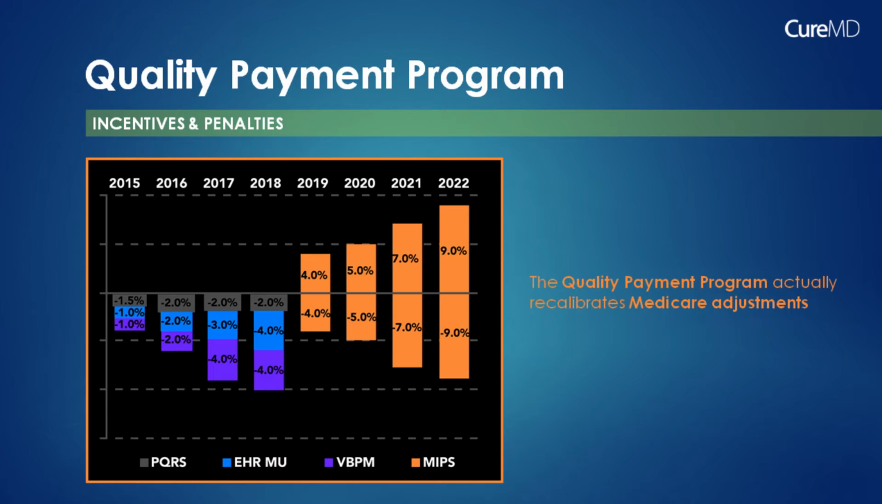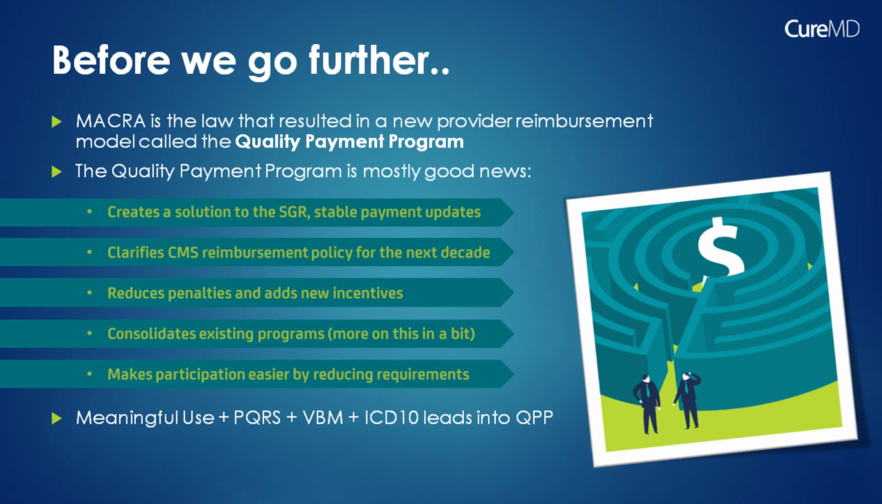There was no upside. But now under MIPS and under the quality payment program, there is an upside. So there are potential bonuses that you can earn, as opposed to just looking at penalties, where the only thing you get out of participation is that you don't get penalized. So that's the quality payment program. Under MACRA, which was a law or legislation, CMS created a payment model or a reimbursement model called the quality payment program. The quality payment program, on most counts, is very good news.